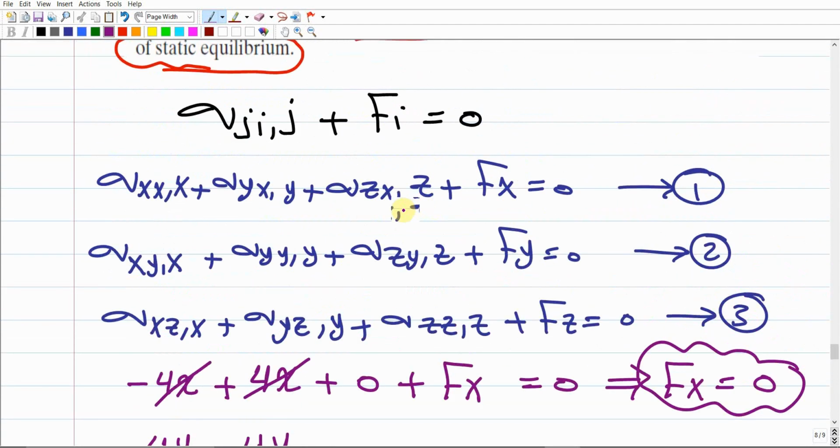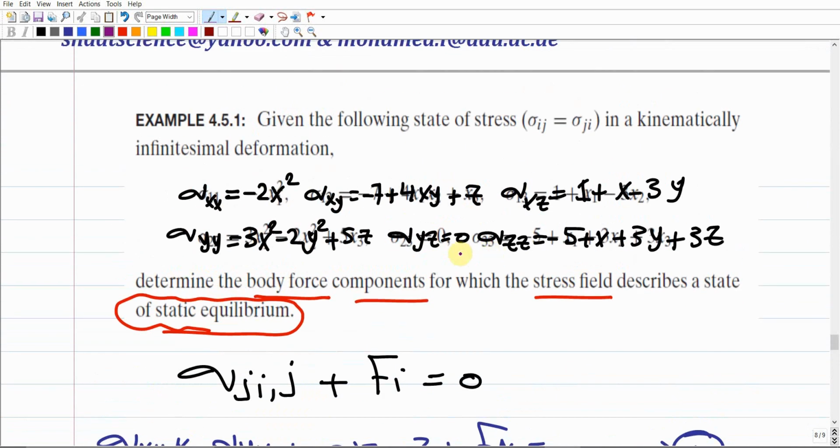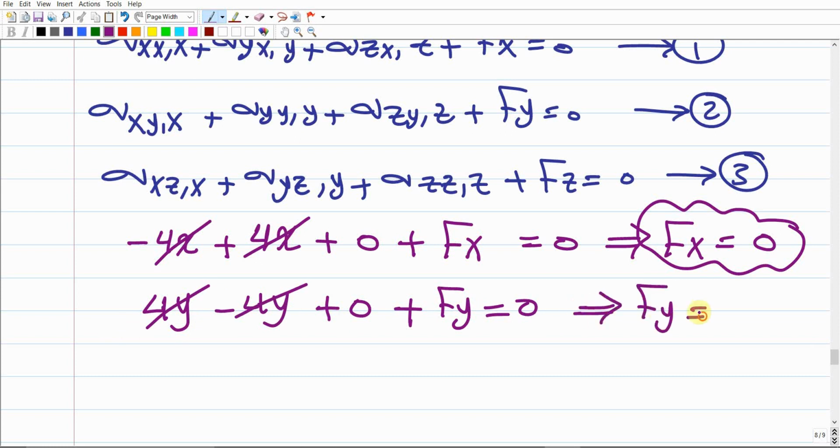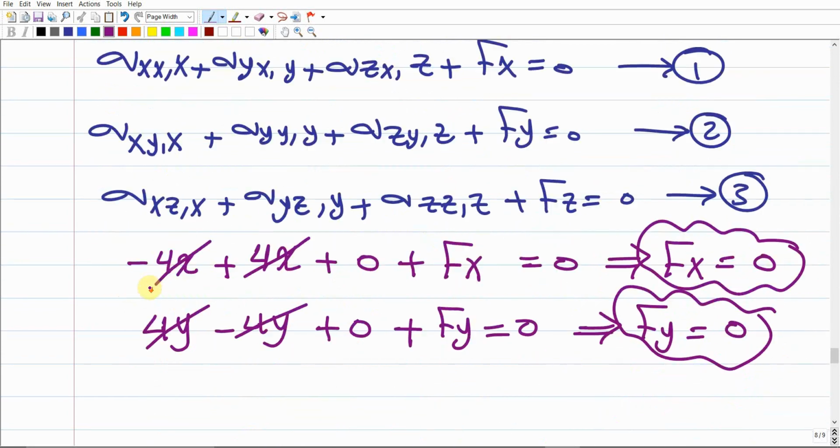The sigma zy comma z, zy or yz. Zy or yz both are zeros, right? The sigma yz is already given as 0. It means that the third term is going to be plus 0 plus the fy equals 0. It means that this term will be cancelled. This is going to end up with the sigma y already 0, like the fx. Then how about the fz?